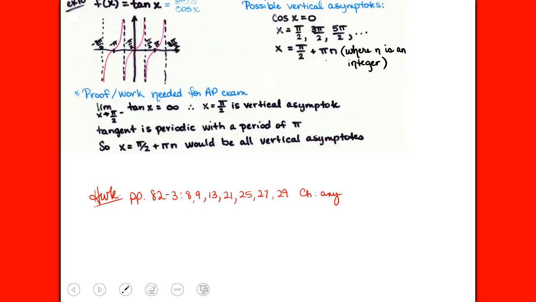Okay? So here is our homework for tonight. On pages 82 to 83, we're doing 8, 9, 13, 21, 25, 27, 29. And then I've said challenge any. That just means that you can choose any problem that we haven't already done from this section as your challenge. So you know what you need extra practice with. You could choose the thing that you would like a little additional practice with for your challenge.